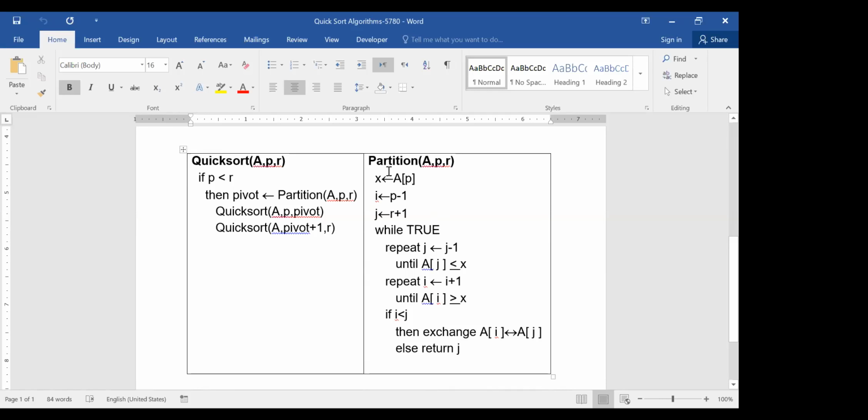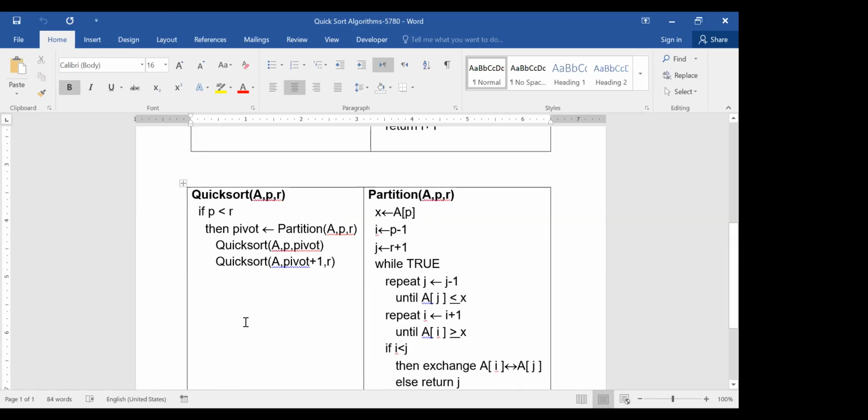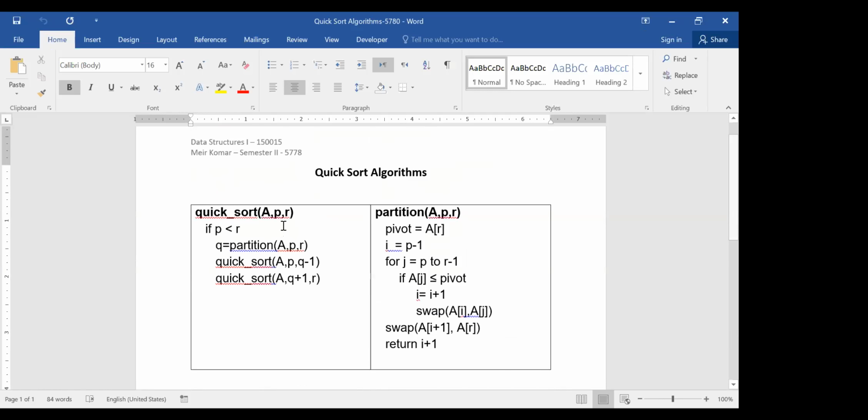I also deliberately gave you this type of pseudocode where it doesn't say equal to, and instead of saying swap, it says exchange this and this. But you can understand it. When you see it, you understand what's going on. So you have these algorithms here for you.